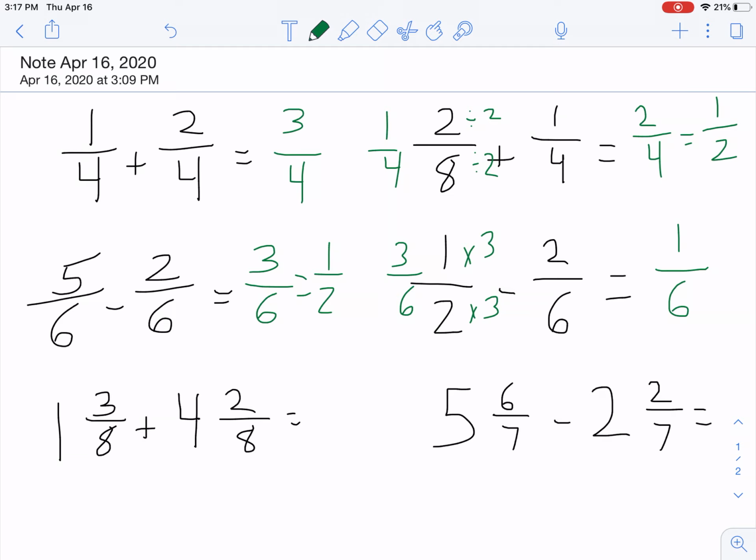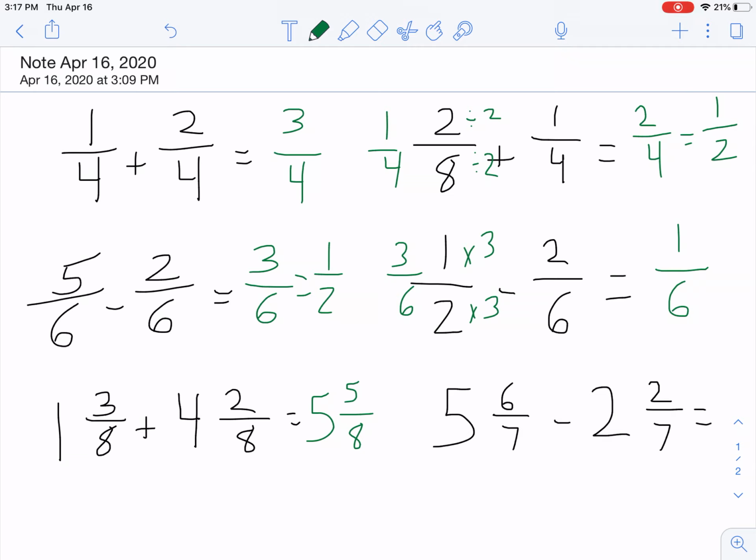Bottom row, we have some mixed numbers here, but it works the same way. As you can see, our denominators for this addition one, they're the same. They're both eighths. So our answer is going to be in eighths. Now we just add the numerators. 3 plus 2 is 5. Whoopsies. Get rid of that. Sorry, I put it in the wrong place. And then we add our whole numbers. 1 plus 4 is 5. So it's 5 and 5/8.